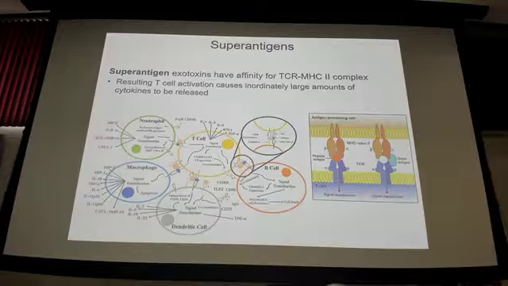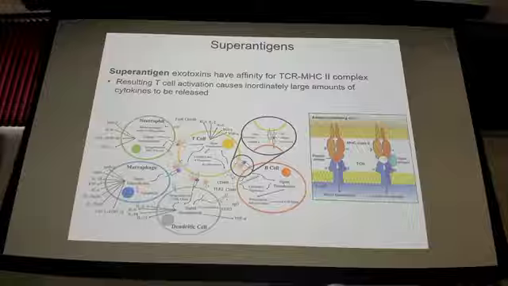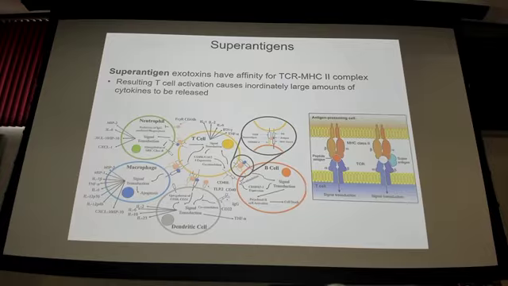That is because these exotoxins that have superantigenic properties can bind outside of that normal groove in between MHC class II and your T cell. So here on the right, you're seeing that the superantigen is binding outside that groove in a non-specific way. That's what's causing that effect.